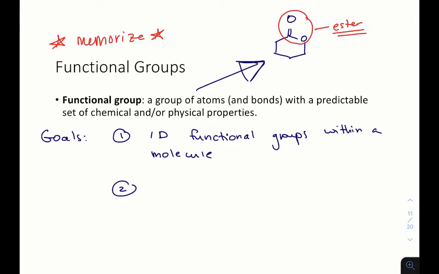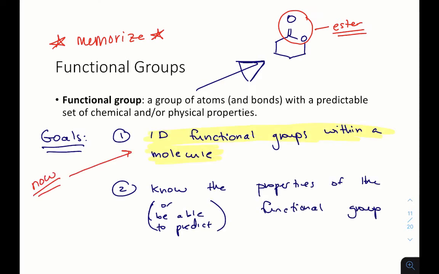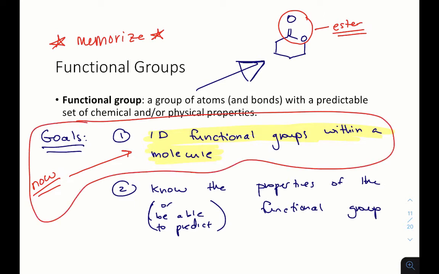And second, and this will come later, so right now we're focused on goal number 1. Second, as we move forward through the course, we want to know the properties associated with each of these functional groups. Know or be able to predict based on other things you know. So right now, let's work on identifying the functional groups in a molecule, and then later, the rest of this semester and the rest of your life, we're going to work on building the skills and the chemical intuition to predict the properties of each of these functional groups.